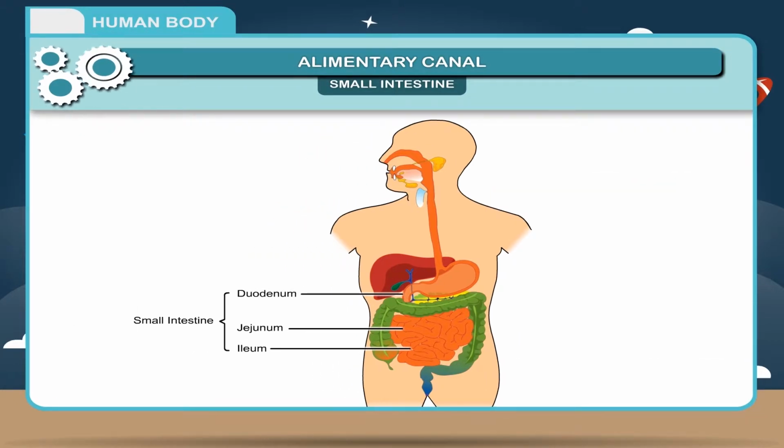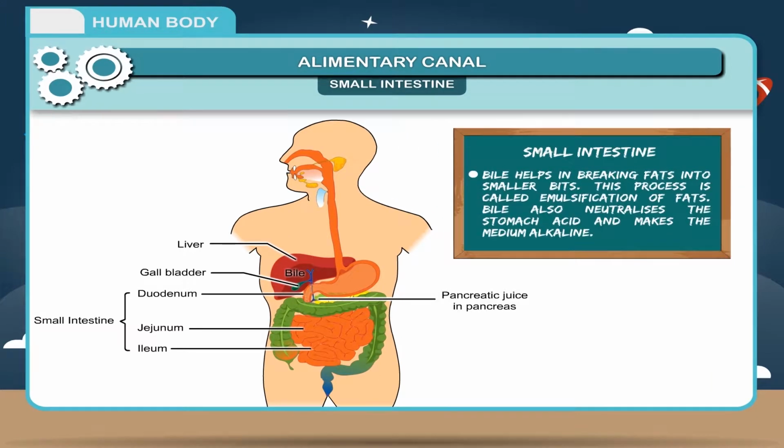The duodenum receives bile juice produced by the liver and pancreatic juice from the pancreas. Bile juice is stored in the gallbladder. Bile helps in breaking fats into smaller bits. This process is called emulsification of fats. Bile also neutralizes the stomach acid and makes the medium alkaline.